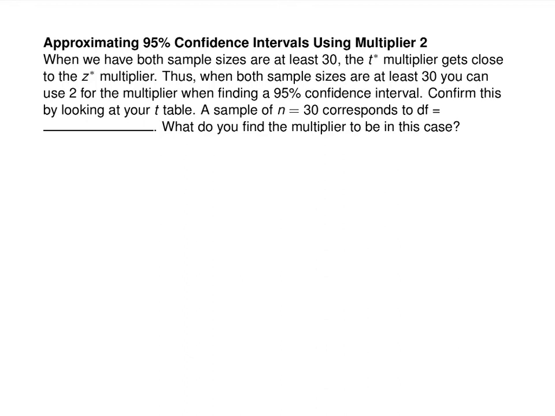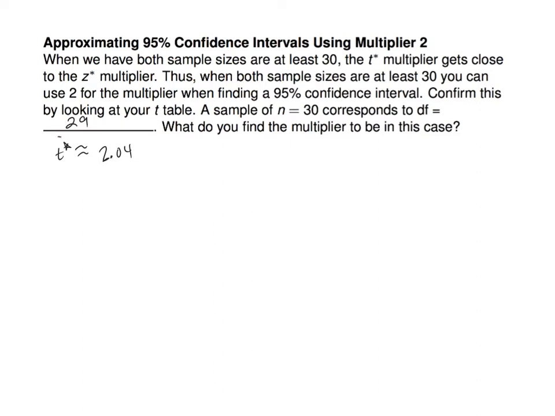Now, when your sample sizes start to go larger than 30, you can see from your table that that t-star multiplier gets pretty close to the z-star multiplier. And so it's really okay that once the sample sizes are at least 30, you can use 2 for the multiplier when finding your 95% confidence interval. And confirm this using your t-table. A sample of n equals 30 corresponds to a degrees of freedom of 29. And in this case, t star is going to be about equal to 2.04.